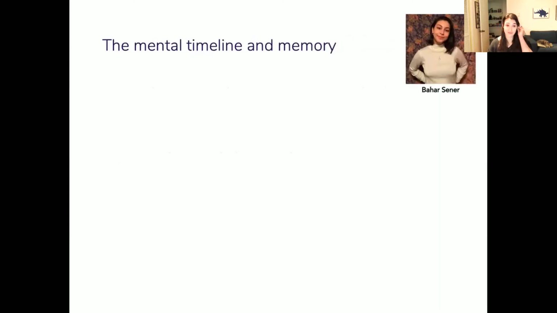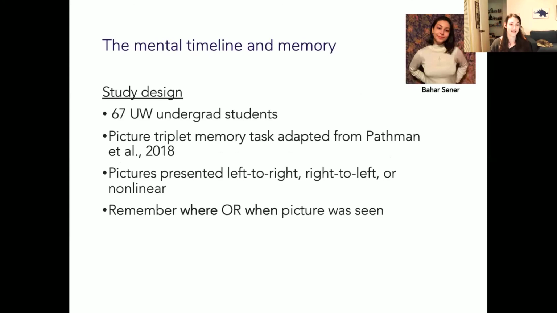So this is a study that I've been working on with my grad student, Bahar. And you can see we have 67 because we were one undergrad short of our target before we went remote for COVID, of course. But in this task, we used a picture triplet memory task that we adapted from Jenny Passman. And in this task, people saw pictures that were presented from either left to right, right to left, or in a nonlinear order. And we asked people to remember either where or when the pictures were seen.